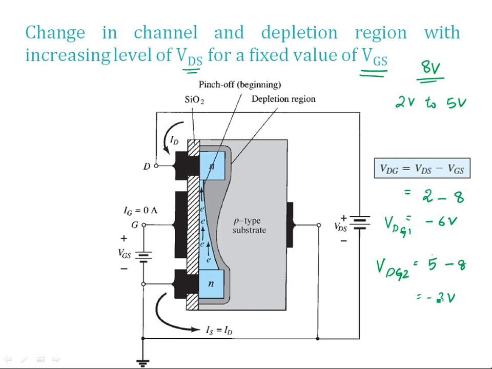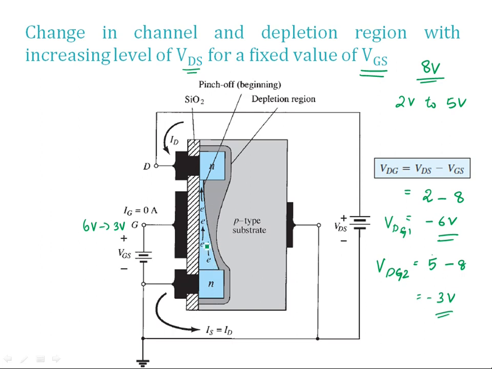So you can see this VDG is increasing from minus 6 volt to minus 3 volt. Or the inverse, if you take VGD, it is changing from 6 volt to 3 volt. Or the gate will become less and less positive with respect to the drain. So this reduction in gate to drain voltage will reduce the attractive forces for these free carriers or electrons in this region. These electrons are there in the induced channel. So this will cause a reduction in the effective channel width.